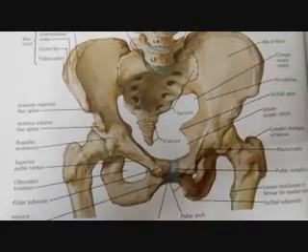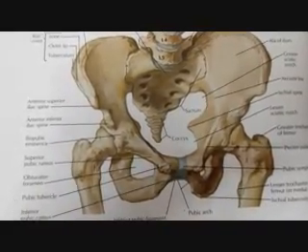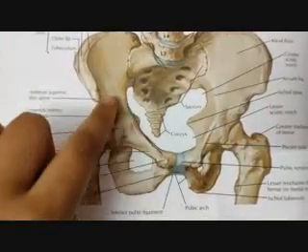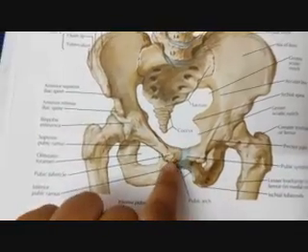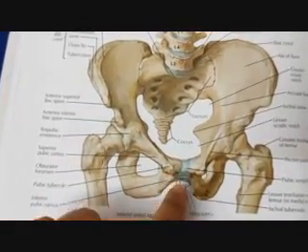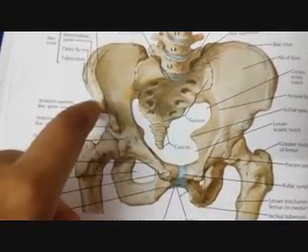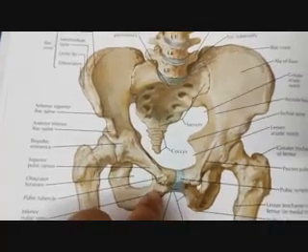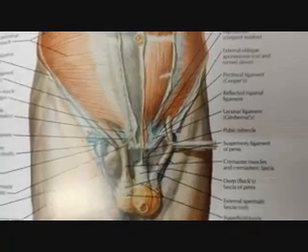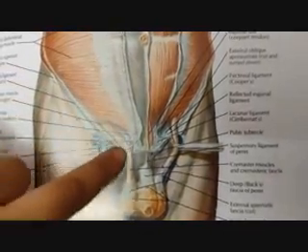Before going to the inguinal canal, we need to talk about the inguinal ligament. The inguinal ligament is a thick fibrous band extending from the anterior superior iliac spine to the pubic tubercle. So it's a fibrous band. It extends from the anterior superior iliac spine to the pubic tubercle. This right here is the inguinal ligament.